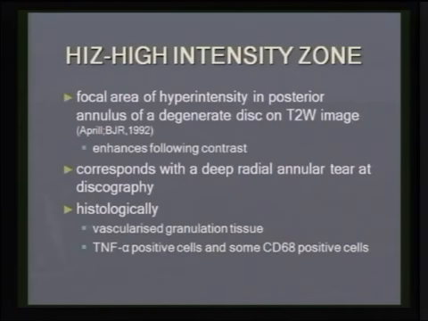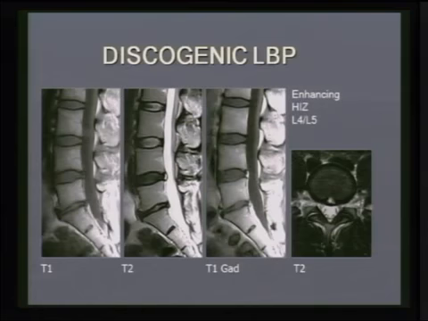So we start by talking about the high intensity zone. Now, this is defined as a focal area of increased signal within the posterior annulus of a degenerate disc on T2 weighted images, described initially 20 years ago now in the British Journal of Radiology. And this lesion will enhance following contrast because it does contain vascularized granulation tissue. At discography, it corresponds with a deep radial annular tear, and histologically, as I've mentioned, it contains vascularized granulation tissue, and newer studies have also demonstrated the presence of anti-TNF positive cells and some CD68 positive cells, these being markers of pain production. So these are the classical imaging findings on T1, T2, and contrast-enhanced imaging.